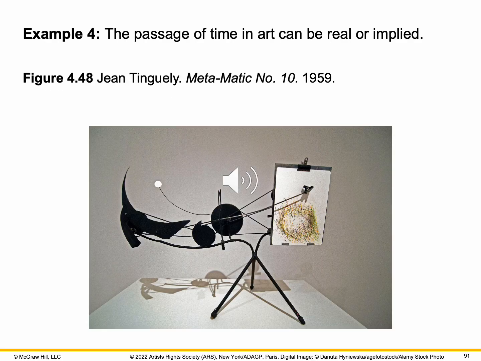In this work by Jean Tinguely, the passage of time is real and implied. The machine here, or sculpture, actually moves, meaning it is kinetic art. And so through motion, it records time. The motion of the sculpture actually draws onto the sheet of sketch paper, recording the motion of the machine. So as we can see, when the machine is moving, we experience the real passage of time, and when it is not moving, we experience the implied passage of time.